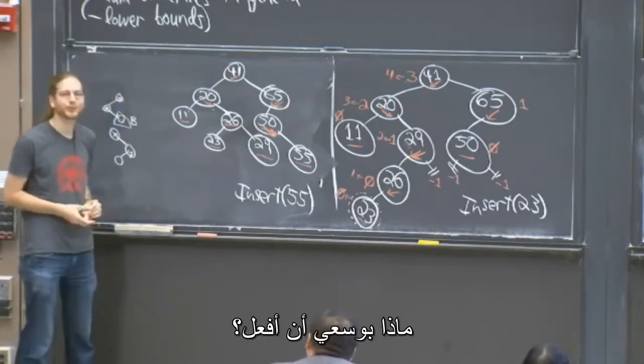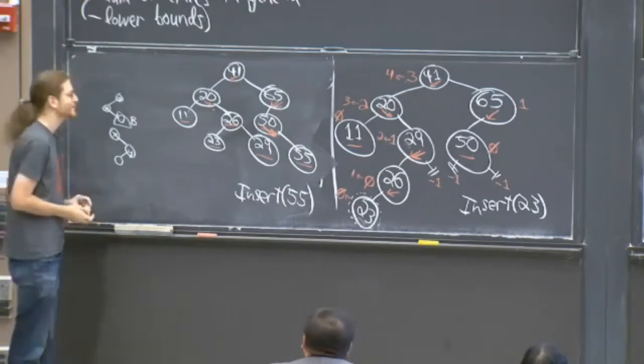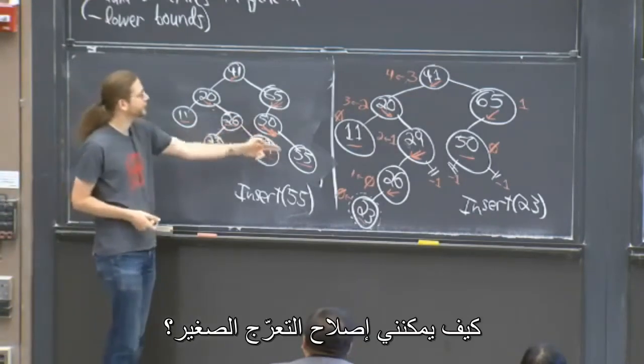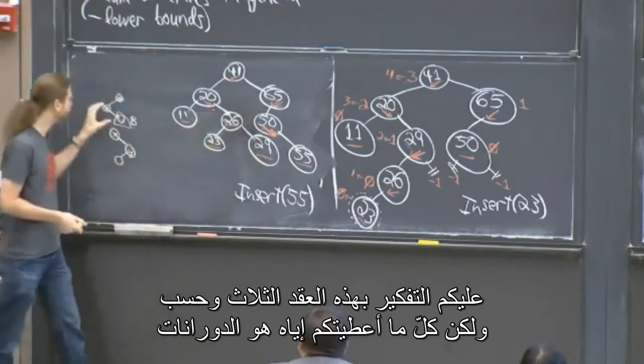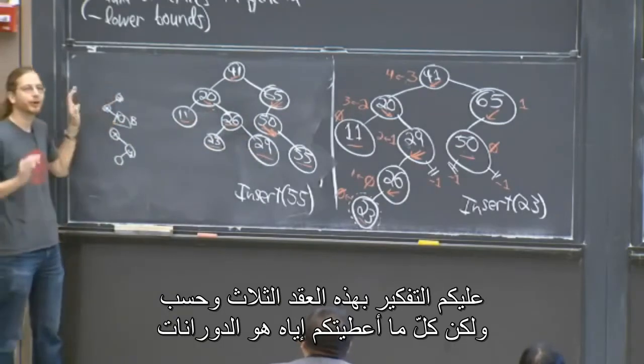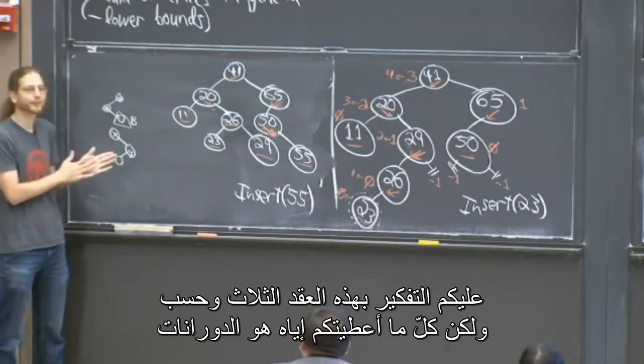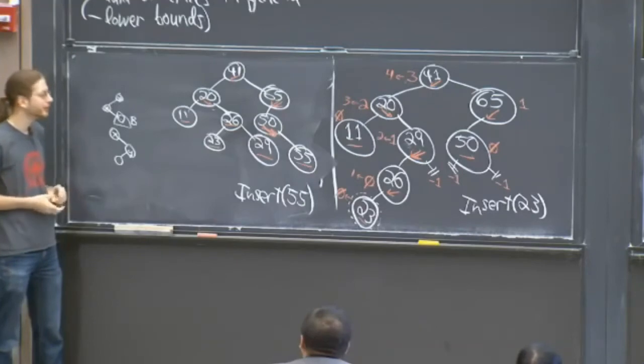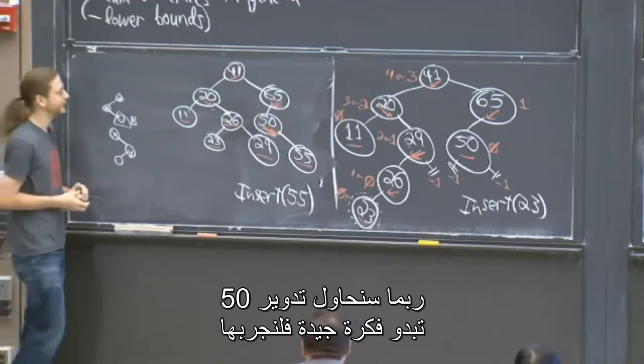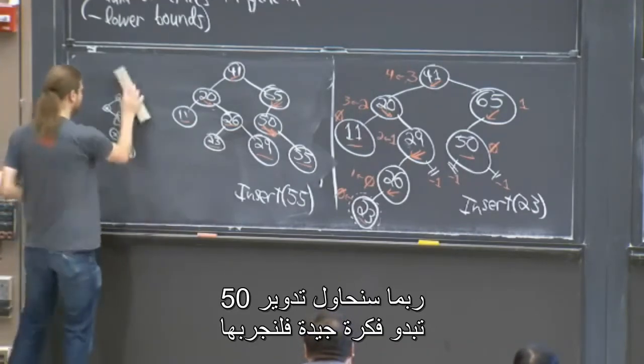What could I do? How could I fix this little zigzag? You just need to think about those 3 nodes. But all I give you are rotations. Yeah? Rotate 50. Maybe rotate 50. That seems like a good idea. Let's try it.